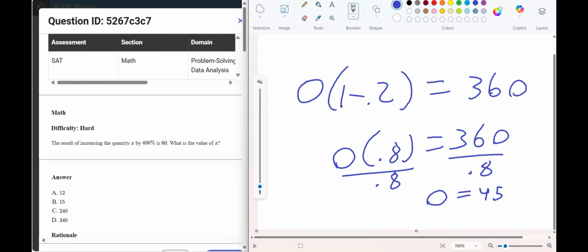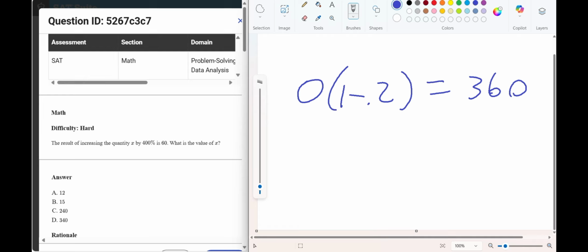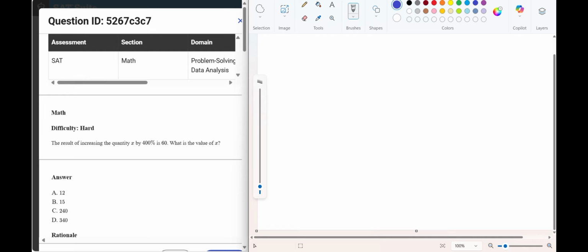Okay, the result of increasing the quantity X by 400% is 60. This is one a lot of students struggle with, and I see pretty much most kids miss this one, but if you set it up the same way, it really shouldn't make a difference. So in this case, we just have to pick what formula we're using.